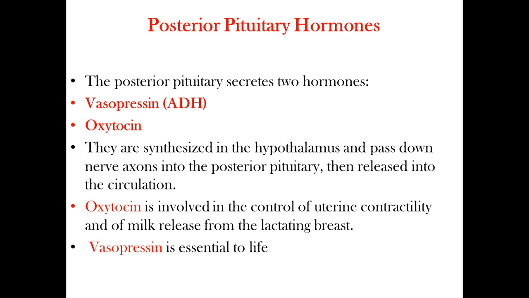From the posterior pituitary, we have two hormones. We have vasopressin, whose other name is the antidiuretic hormone. It is very essential for life. And we have oxytocin. Although these hormones are released from the posterior pituitary gland, they are not synthesized there. Instead, they are synthesized in the hypothalamus and passed down through the nerve axon to be released from the posterior pituitary gland. Oxytocin is involved in the control of uterine contraction and ejection of milk from the lactating breast.